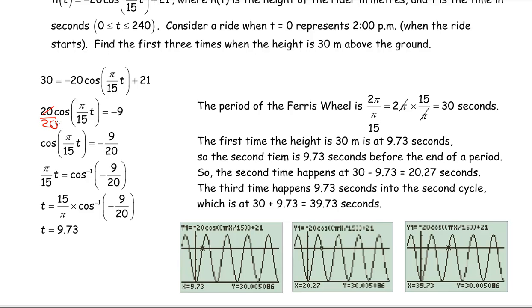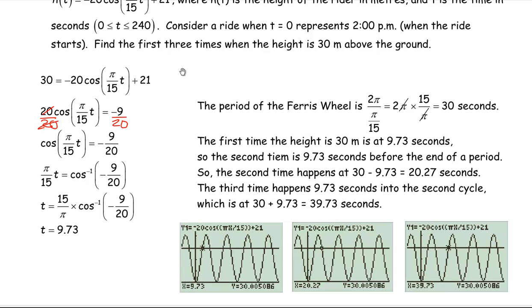So that divides out. So that's why I have negative 9 over 20 on the right over here. And the way you get rid of the cosine is you do the opposite of taking the cos of a value. You take the inverse cos. So pi over 15t would be the inverse cos of this negative 9 over 20. And then I want to solve for time. See, I have the pi over 15t here alone.